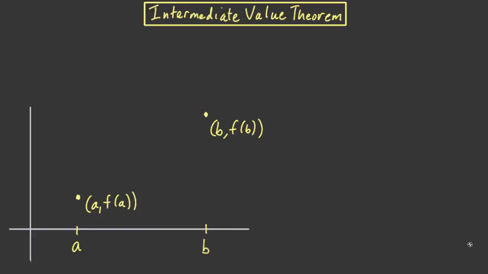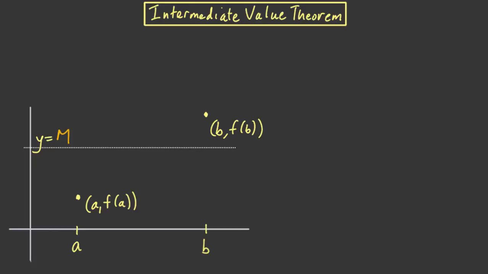Here's our setup. We have 2 points on the graph of some function f, and we have a horizontal line y equals m, such that the 2 points are on opposite sides of the line. So I've drawn it here where the first point is below the line and the second point is above the line, but it could be the other way around. It doesn't matter.